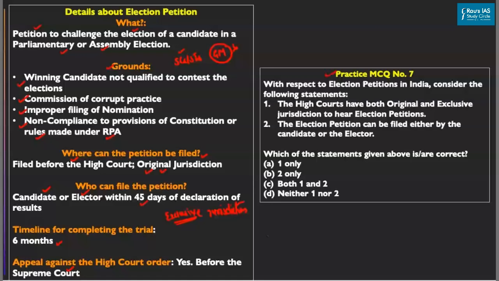The question is, with respect to election petitions in India, consider the following statements. The High Courts have both original and exclusive jurisdiction to hear the election petitions, which is actually wrong. The second statement is, the election petition can be filed either by the candidate or the elector, which is correct. So the right answer in this particular case is B, that is 2 only.